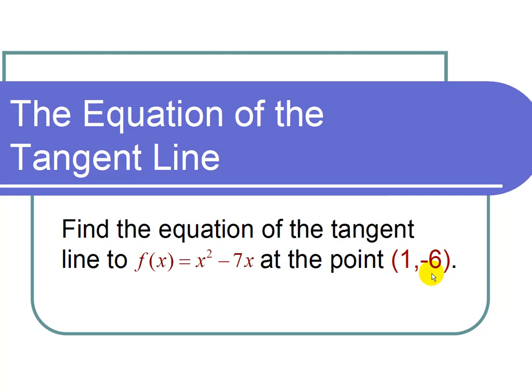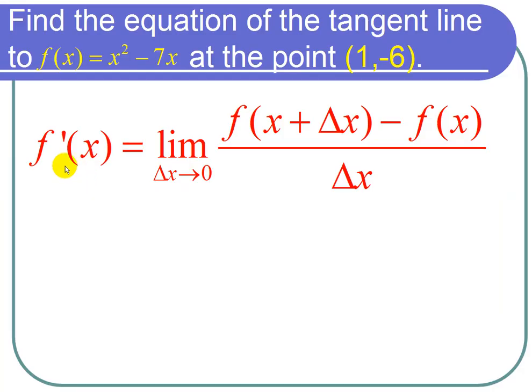So first let's find the derivative using the derivative formula. And that's, remember, f prime of x is equal to the limit as delta x approaches 0 of f of x plus delta x minus f of x all over delta x. So I plug in. Notice x is equal to 1 here because we're at the point 1, negative 6, and there's the x coordinate. So that 1 goes in for all my x's.